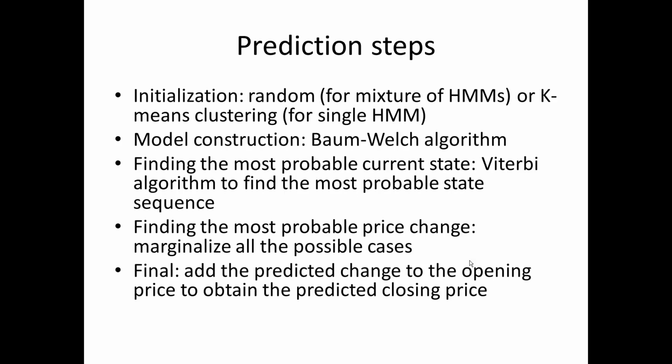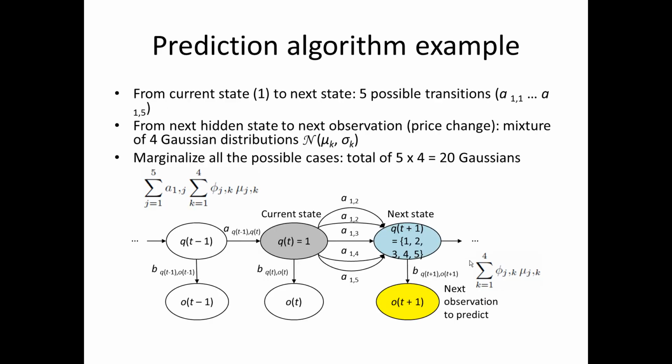Here are the steps for prediction. We first initialize the state and construct a model using the Baum-Welch algorithm. Then we find the most probable current state using the Viterbi algorithm and the most probable price change. Finally, we add the predicted change to the opening price to obtain the predicted closing price.